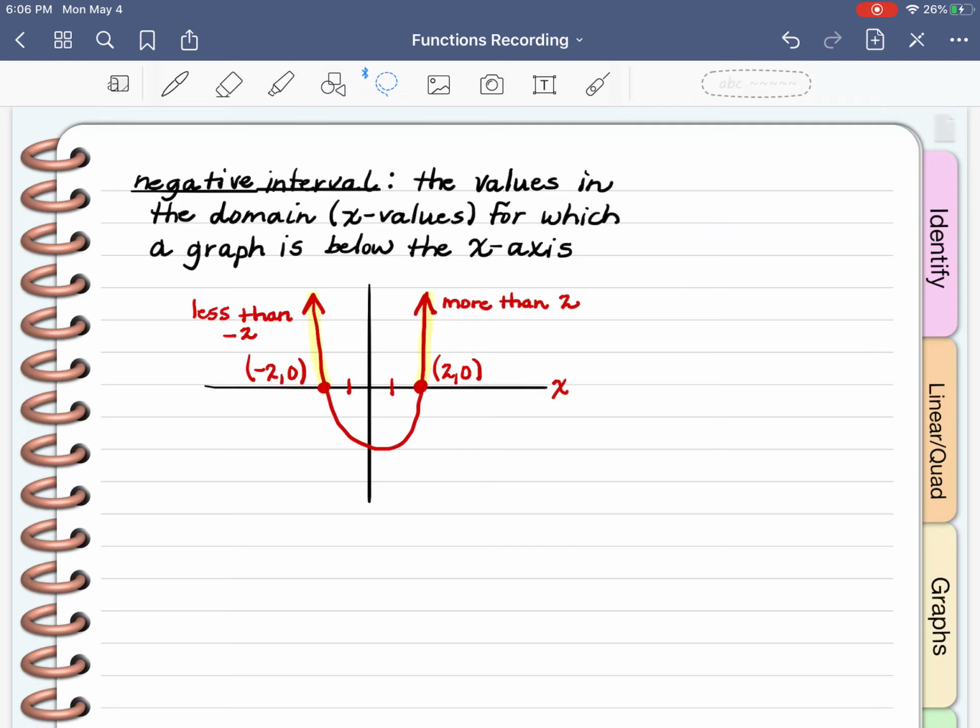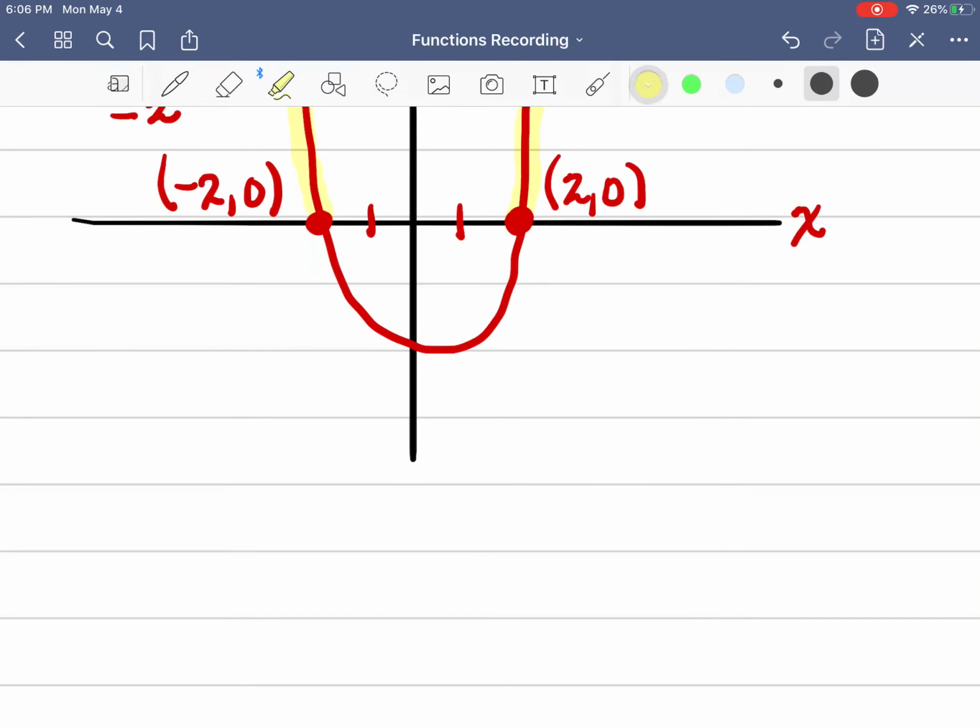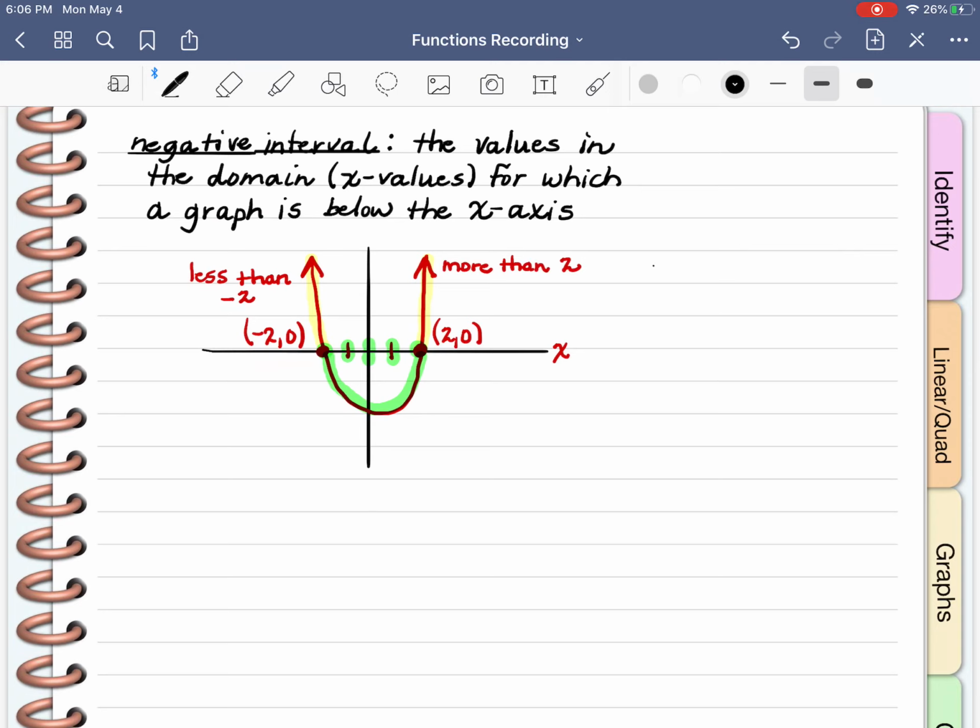I'm going to leave the diagram alone, and I want you to focus with me in this area. It's where the graph dips below the x-axis. So it would be this point and this point and this one. So it's when x is between those two dots that things are below the x-axis. So to define that mathematically, we would say that the negative interval is when x is less than 2 but greater than negative 2.